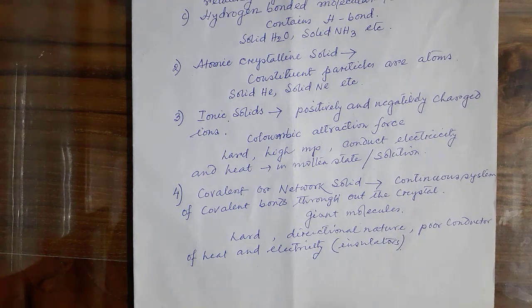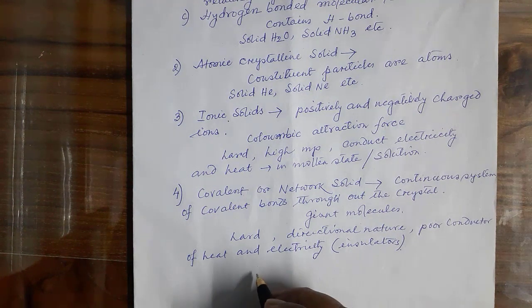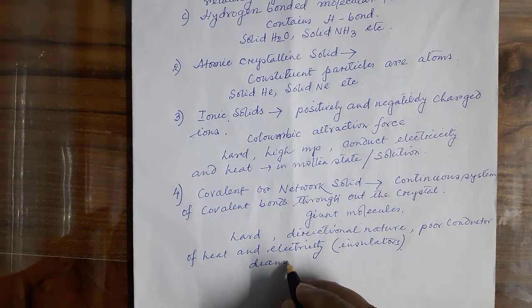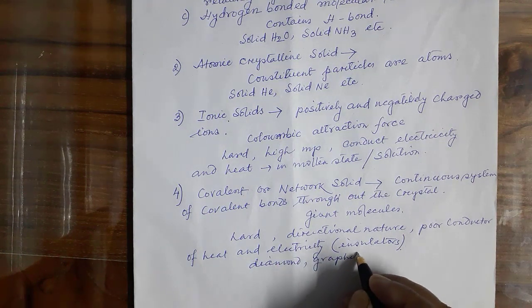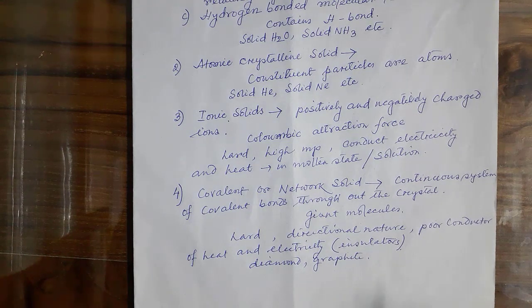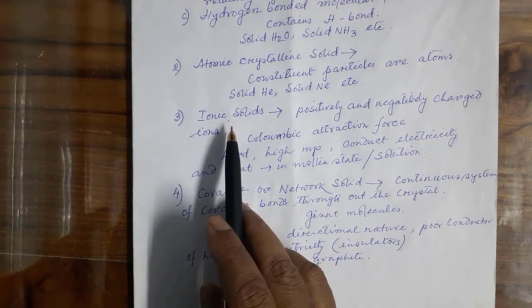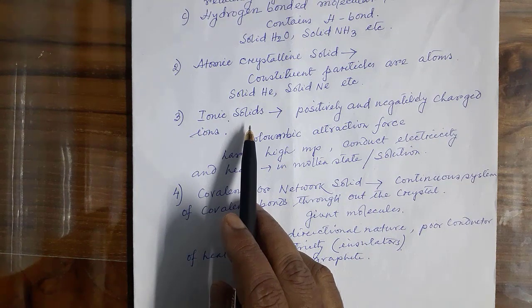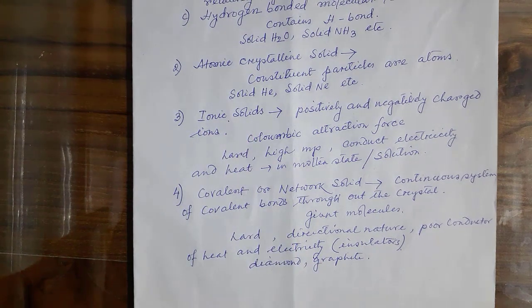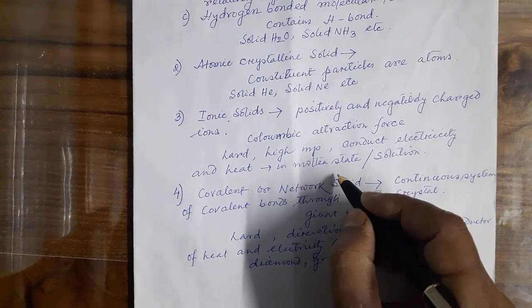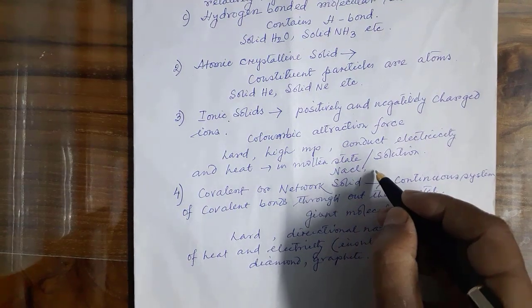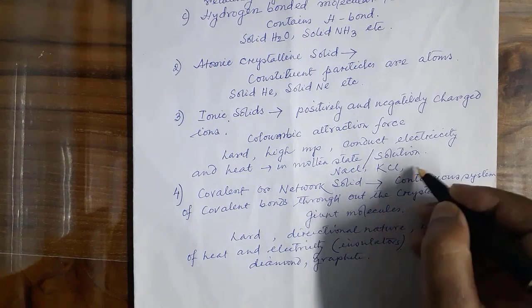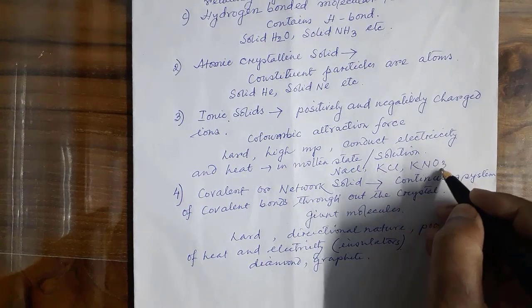The examples of covalent or network solids are diamond, graphite. Here I forgot to give examples of ionic solid. The examples of ionic solids are NaCl, KCl, KNO3, etc.